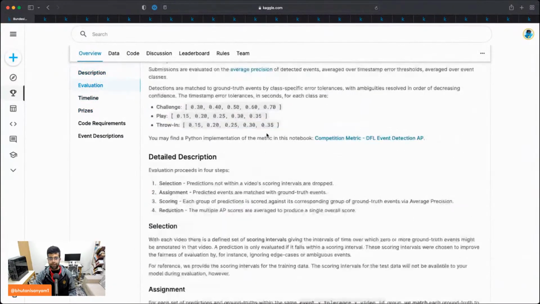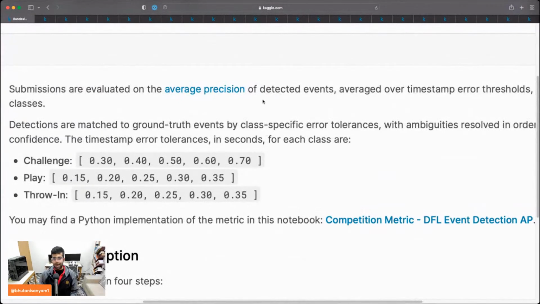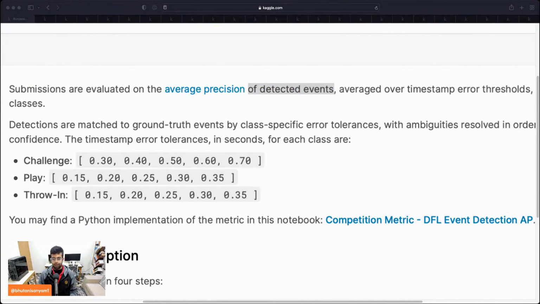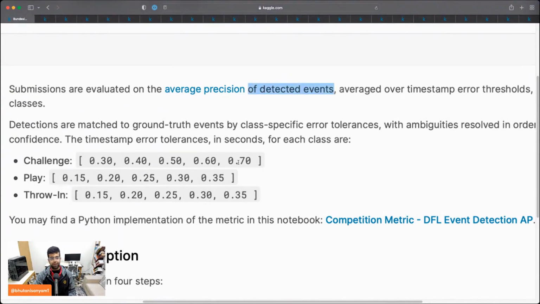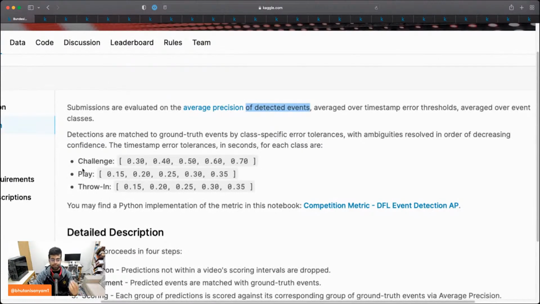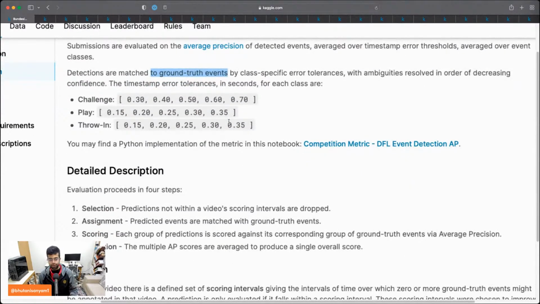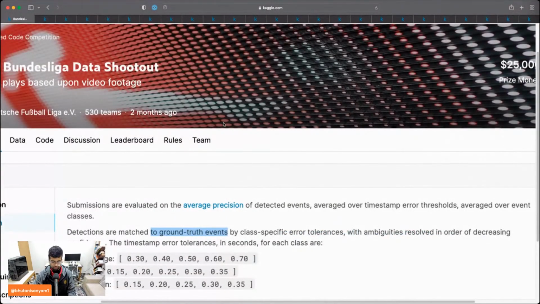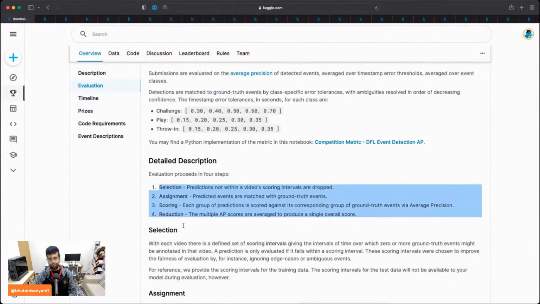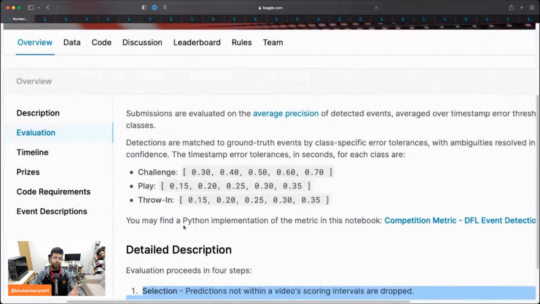Let's look at the evaluation metric. Submissions are evaluated on average precision of detected events. This is quite sophisticated, so I'll come back to this. But basically, you have to detect these events over the timestamps. So you have to detect if it's a challenge, if it's a play, if it's a throw in, and you have to give the confidence values for these at different timestamps. There are ground truth values, and by comparing the overlap of those, you will be scored. I'll come back to explain it in more depth because there are 4 steps in which it works, but that's the simplified version. So you detect events at every timestamp and it's compared against the ground truth.